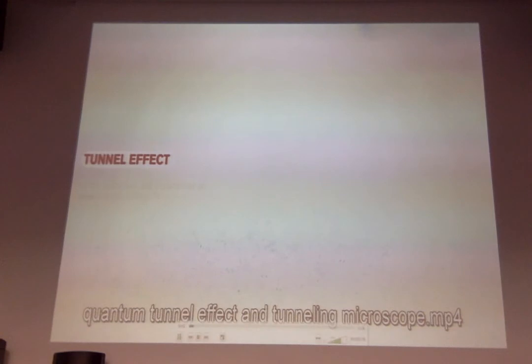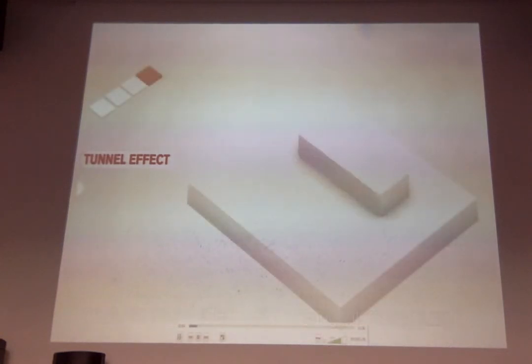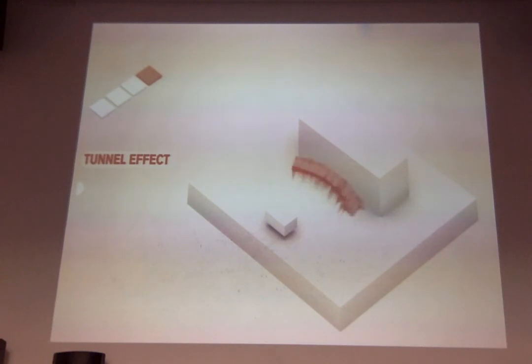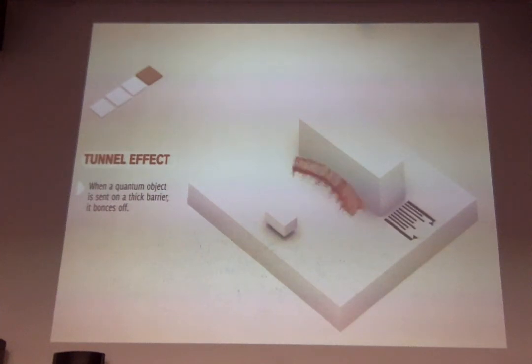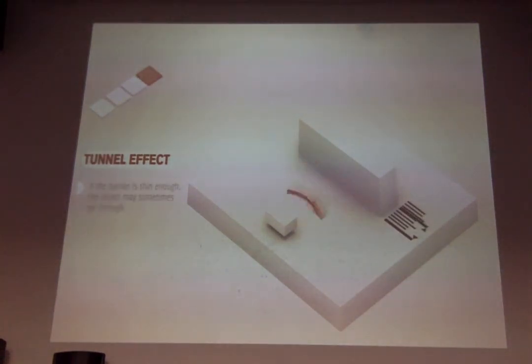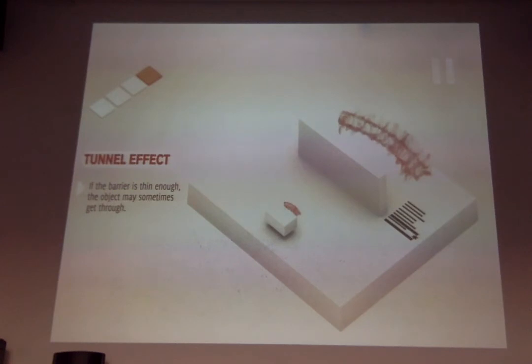Sometimes we don't want to study the whole of quantum mechanics, we just want to understand certain things. I feel animations are important. So the electron beam has wave and particle nature. If the barrier is thin enough, where initially it was reflecting back, the object may sometimes get through.